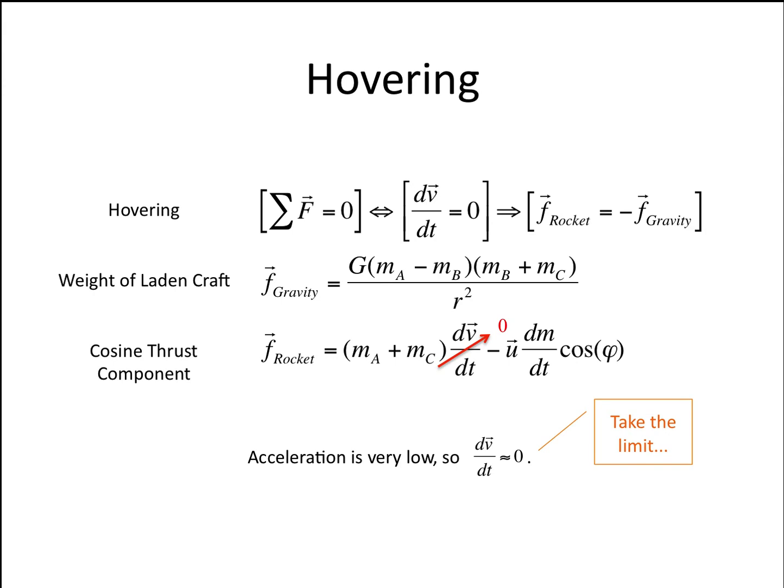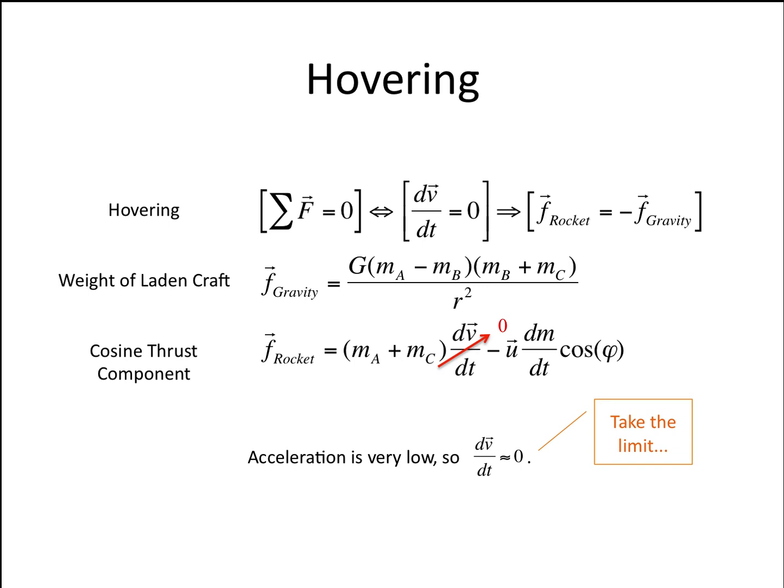First off, if we're hovering, we know that the sum of the forces is 0. This is if the craft is hovering over the asteroid. The sum of the forces is 0 because it's just hanging there in mid-space. So its acceleration, dv/dt, is 0, and the force of the rocket has to equal the force of the gravity, but oppose it, of course.